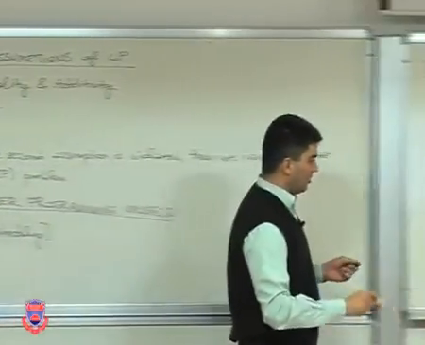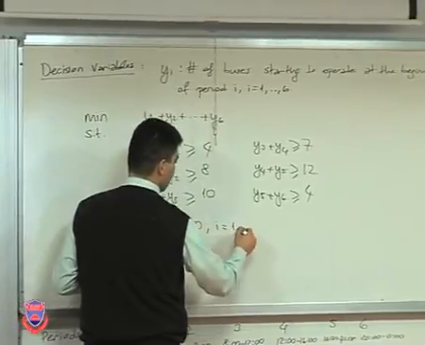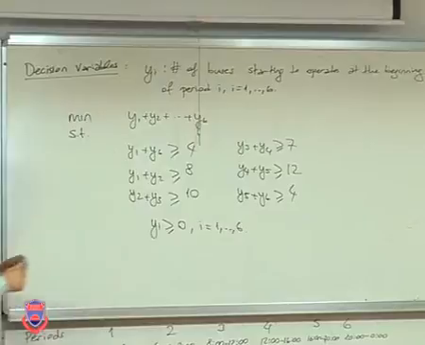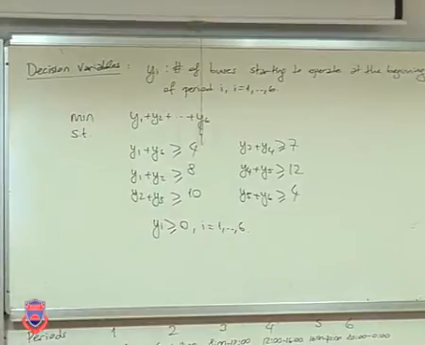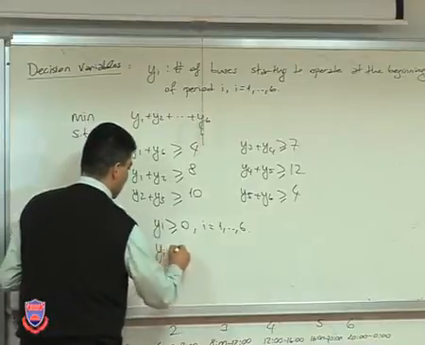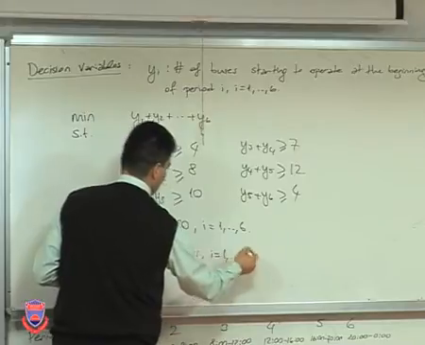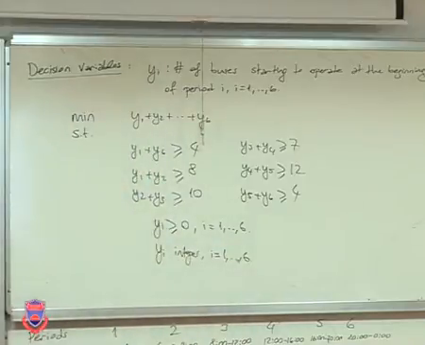Yi should be non-negative, that's good. So Yi is greater than or equal to 0 for all i. Anything else? Yi should be integer valued, that's also important. So Yi is integer valued for all i. So now this is the correct formulation of this problem.